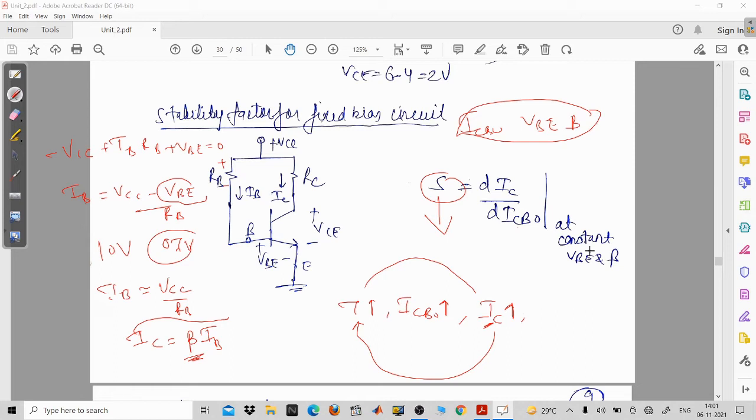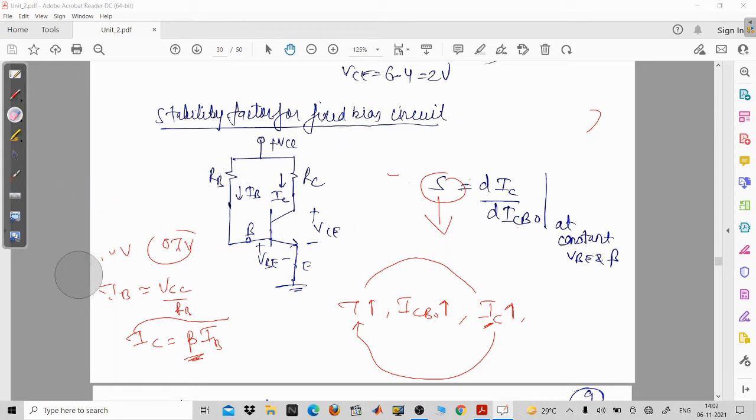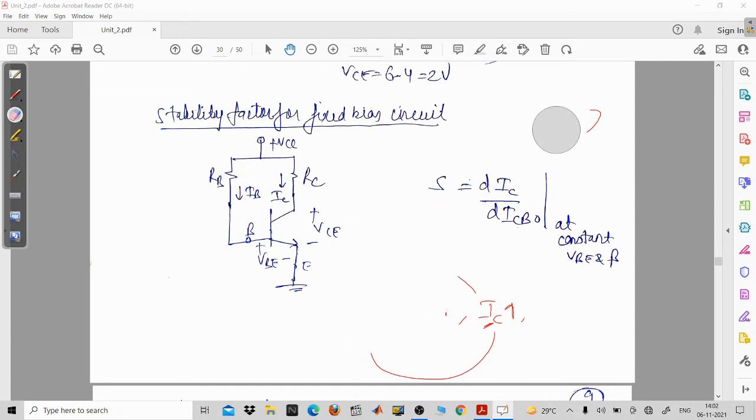How do we find the equation for the stability factor? There are two steps. First, you evaluate the base current value. After finding the base current, you find the IC value. Then after getting the IC value, you simply take the differentiation of IC with respect to ICBO. In that case, we will get the stability factor. So we'll take a look at it. Now we will see how to find the IB value, because our first step is to evaluate the base current. To evaluate the base current, apply the KVL.